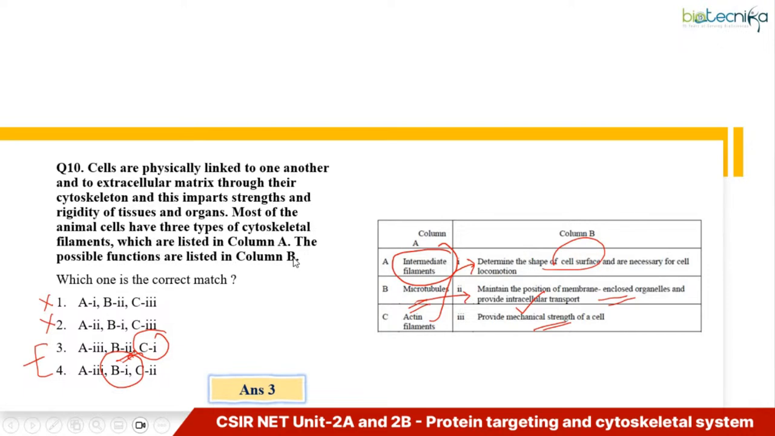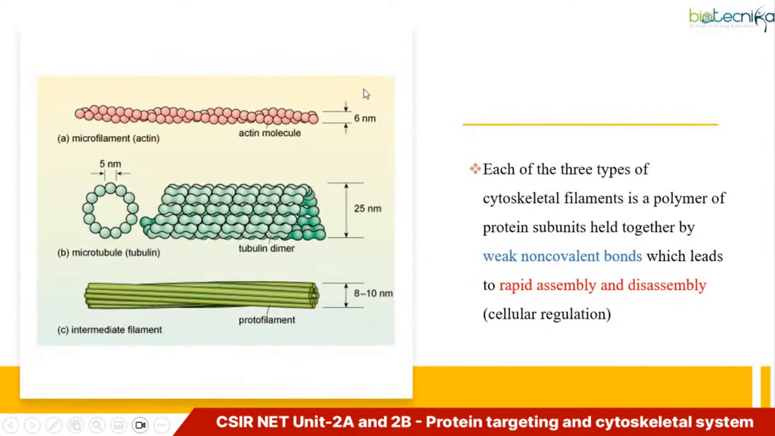And this, if you see the microfilament, the microtubule, and the intermediate filaments, you will find that microfilaments are made up of actin as the monomeric units. Microtubule is made up of tubulin dimers as the monomeric units. And similarly, intermediate filaments involve the formation of protofilaments. That means they are made up of different proteins like acidic keratin, basic keratin, lamins, neurofilaments. All this becomes the example for intermediate filaments. So depending upon the option, the monomeric units will be constructed.